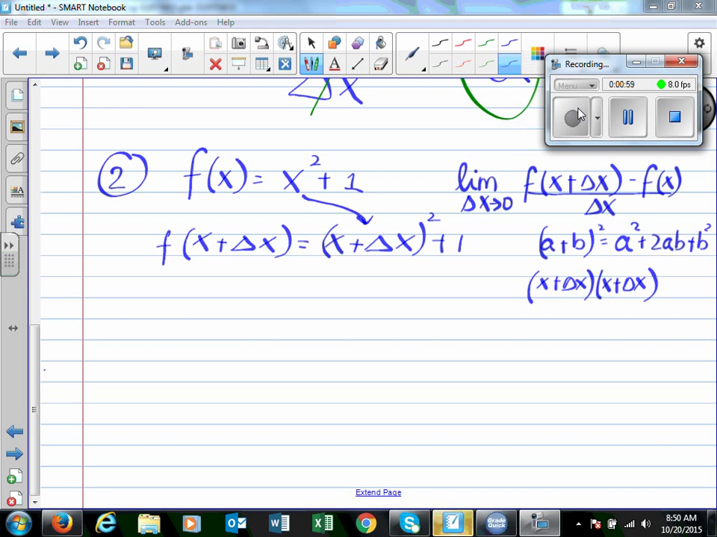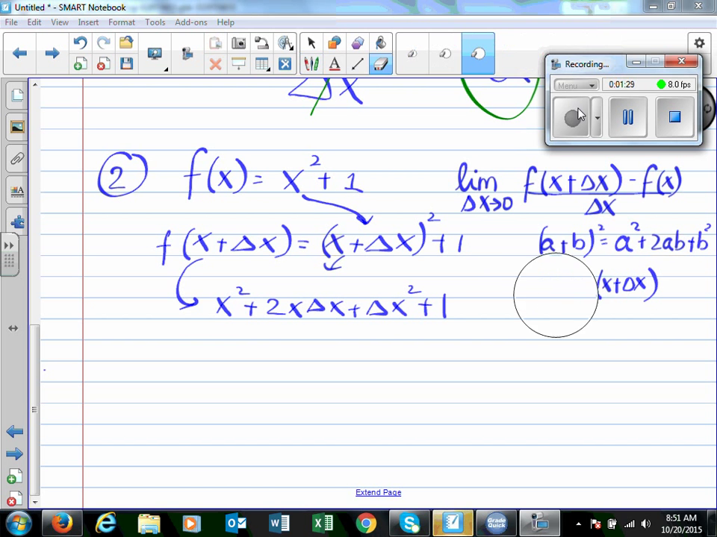So now, x plus delta x squared, when you expand it, what are you going to get? x squared plus 2x delta x plus delta x squared, plus 1. Please check if this is what you have for f of x plus delta x. If you did not, let's try the FOIL method. Which one did you prefer using? The special product? Okay. Either way.